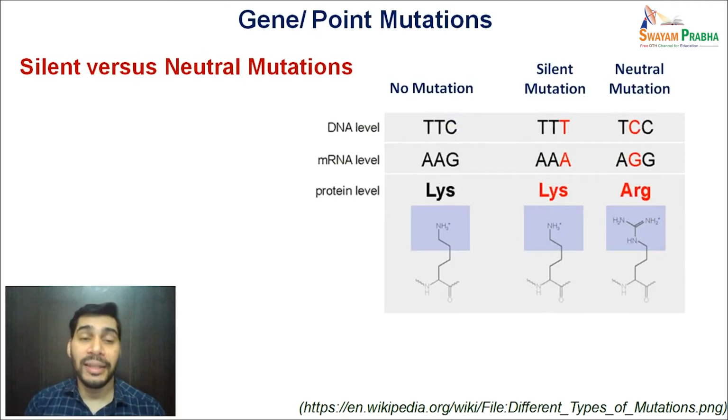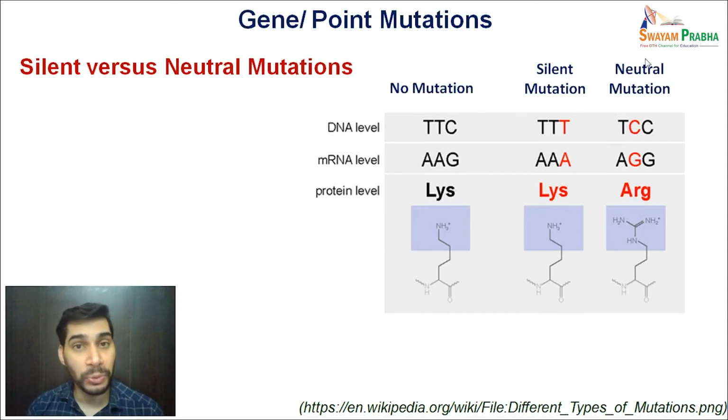Then there is another classification which is narrated in various books, which is called silent versus neutral mutations. Again, if this is the situation without any mutation, we just discussed the silent mutation. That means instead of lysine, there is a new amino acid which is again the same, lysine only. Hence the effect is silent and it is called a silent mutation.